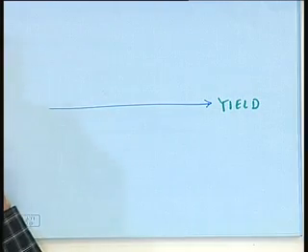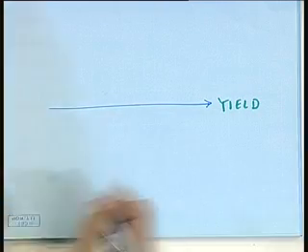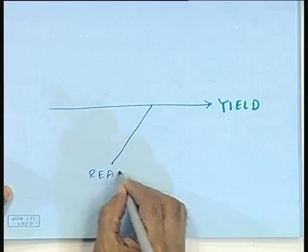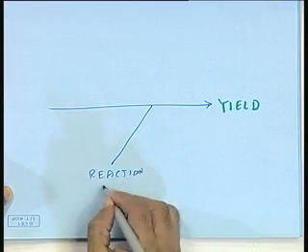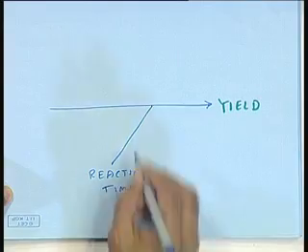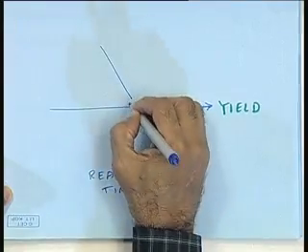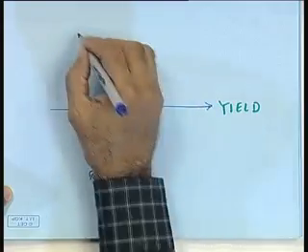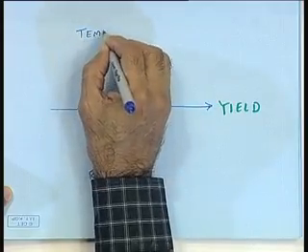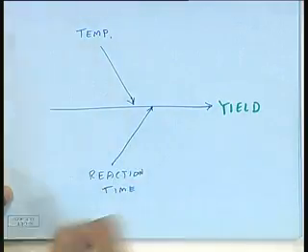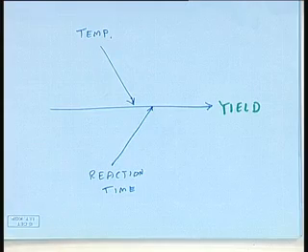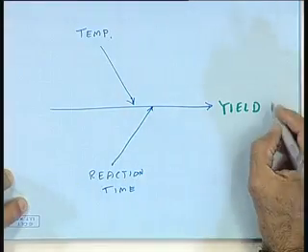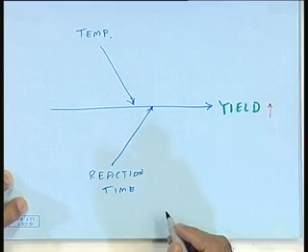And as far as the process factors are concerned, those are going to be reaction time, and the other factor is going to be reaction temperature. These are going to be my two control variables. And what I'd like to be able to do is maximize yield. This is my objective. And I'd like to do this empirically.